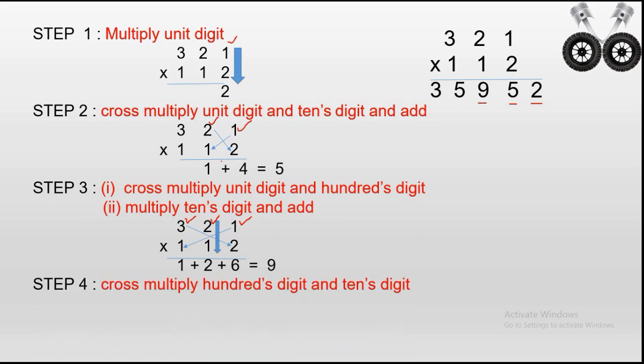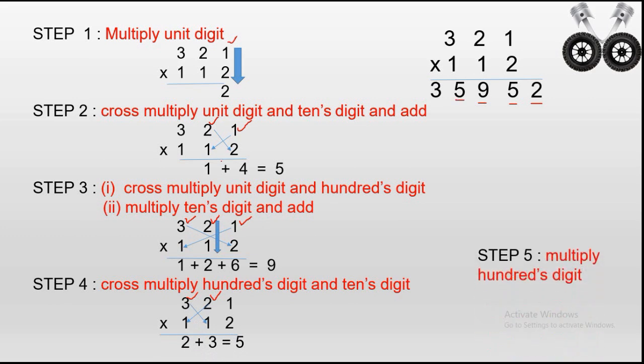Step 4, cross multiply 100 digit and 10th digit. So we have to multiply the numbers which are present in the 100 digit and 10th digit. So here 2 and 1 are in the 10th position, 3 and 1 are in the 100 position. We have to cross multiply it. So 2 into 1 is 2 and 3 into 1 is 3. So 2 plus 3 equal to 5. That should be written in the thousands place.